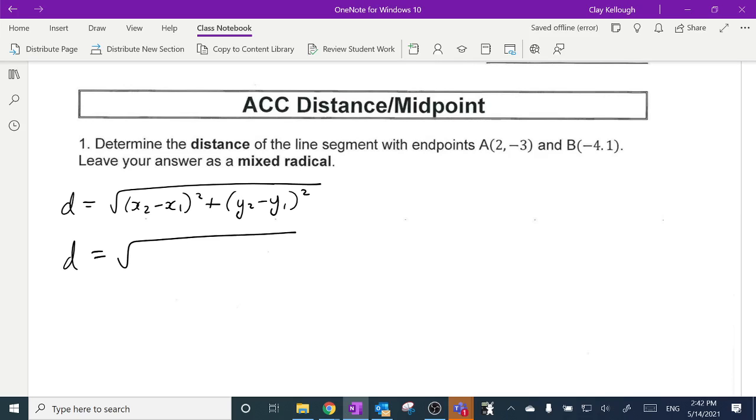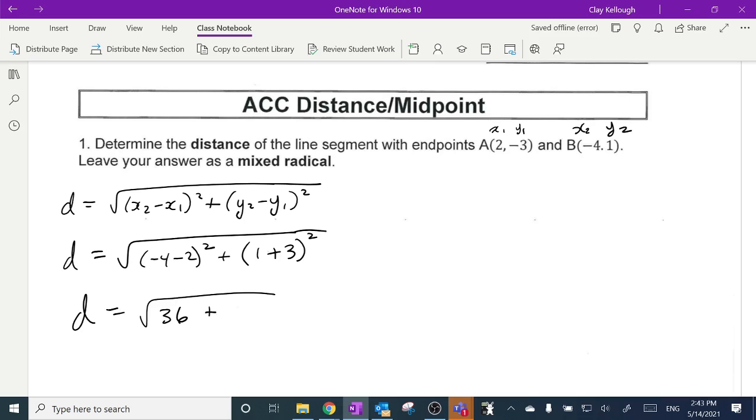Okay, I'm going to call this guy x1 and y1. I'm going to call this guy x2 and y2. So it's going to be negative 4 minus 2, all squared. It's going to be 1 minus negative 3, all squared. And then I got to just do some arithmetic. So this is going to be negative 6 squared, which is 36. And 1 plus 3 is 4.